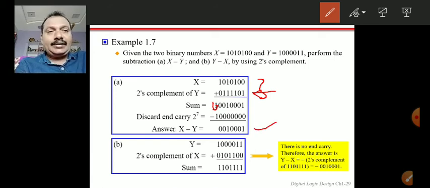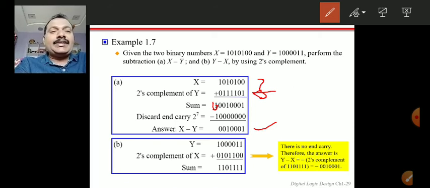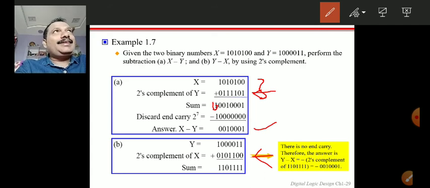Now let us take y minus x using the 2's complement method. Here y and x are given above. In this case x is the subtrahend and y is the minuend. So take the 2's complement of the subtrahend x and you will get this. This is the 2's complement of the subtrahend, and add these two numbers.